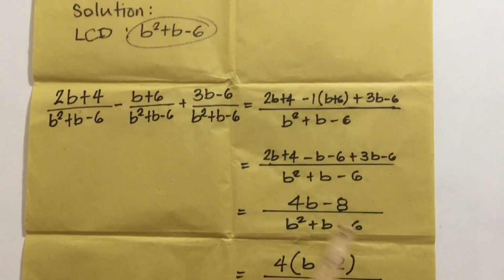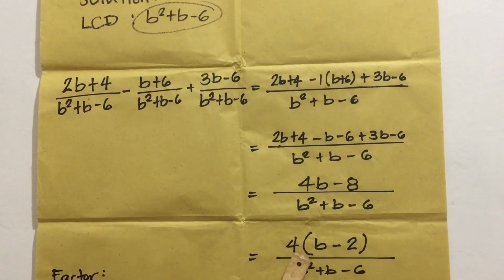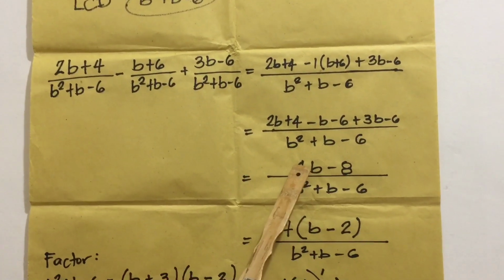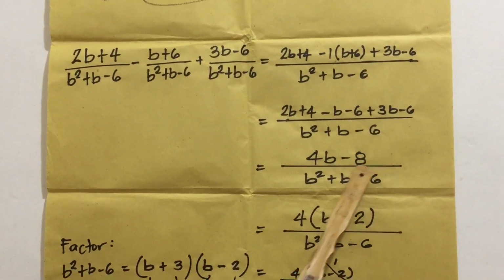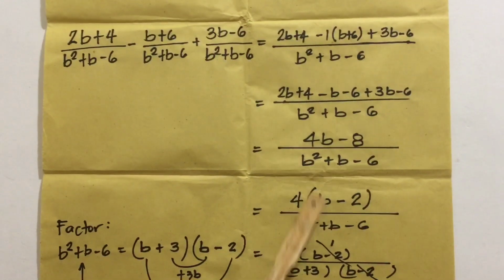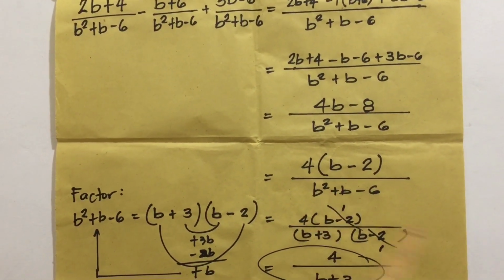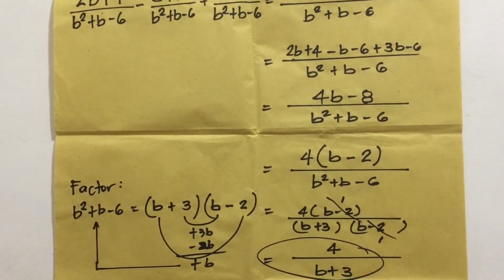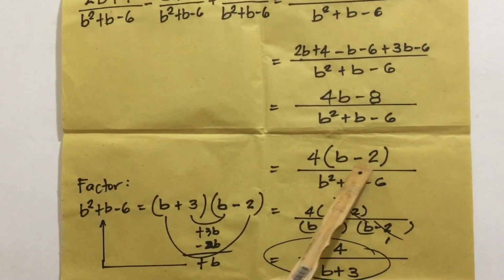Then we have to factor the numerator. For 4b minus 8, the common factor is 4. Then 4b divided by 4 equals b. Then negative 8 divided by 4 equals negative 2. For the denominator, we have b squared plus b minus 6. We're going to factor this because maybe we can cancel this b minus 2.